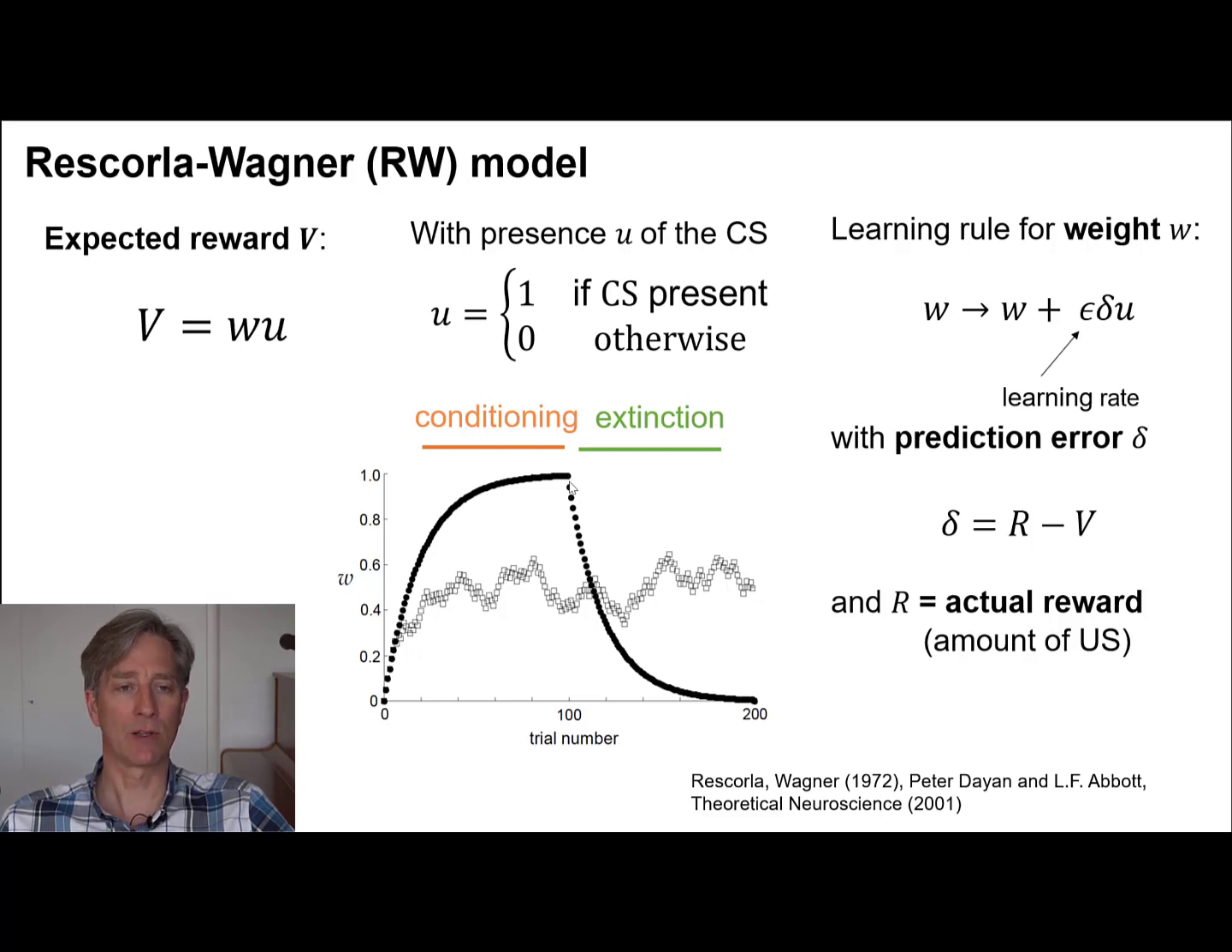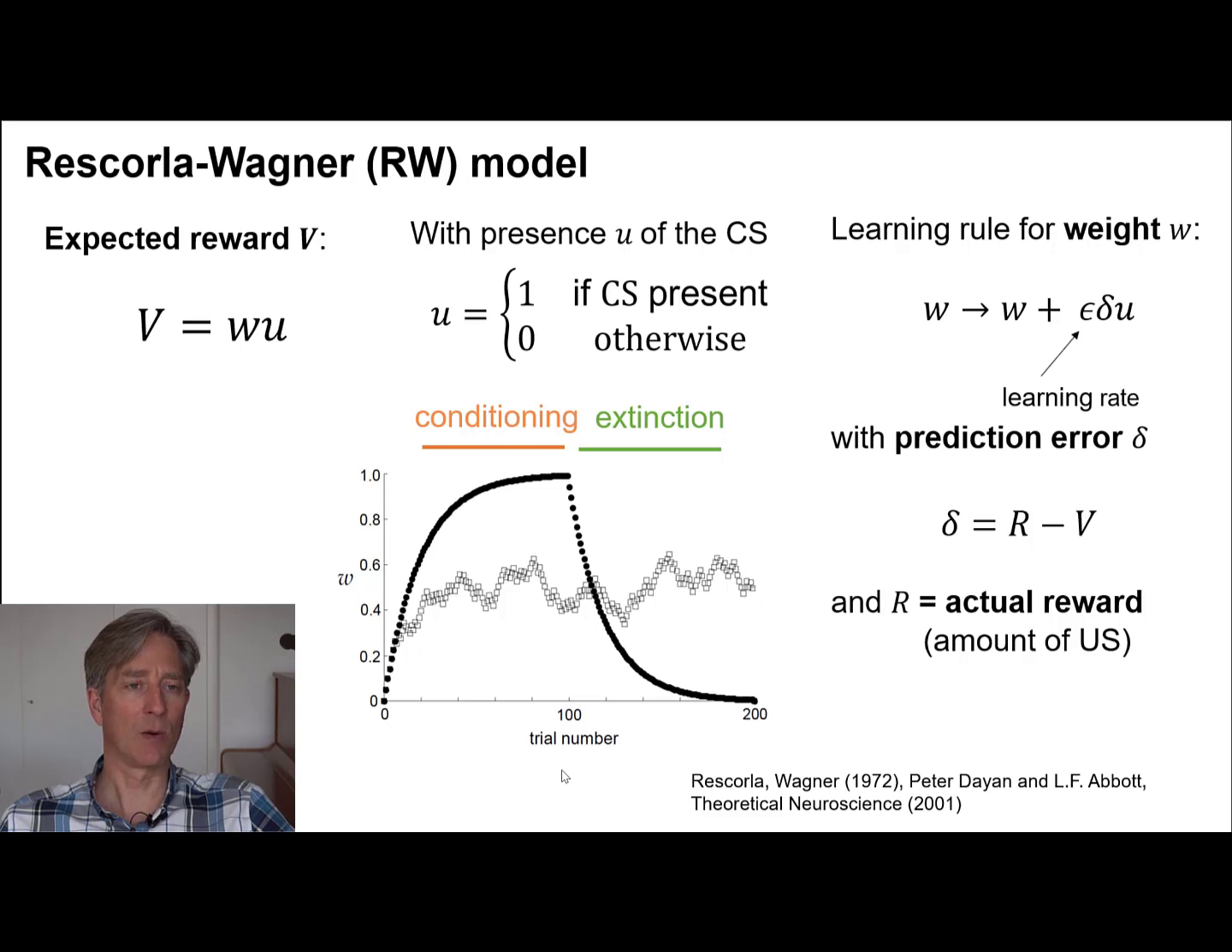And extinction: when you suddenly do not pair the conditioned stimulus with the reward anymore, then R is 0 and V is large, which means delta is negative. And when delta is negative, you can see the weights will start decreasing again by virtue of this learning rule, which means here the weight decays back to 0. This is extinction. So this simple model can explain extinction and can explain classical conditioning, the association of the conditioned stimulus with the unconditioned response. When the pairing is less reliable, when you have some omissions, the weight is not perfectly 1. The weight here reaches just a lower value over here.